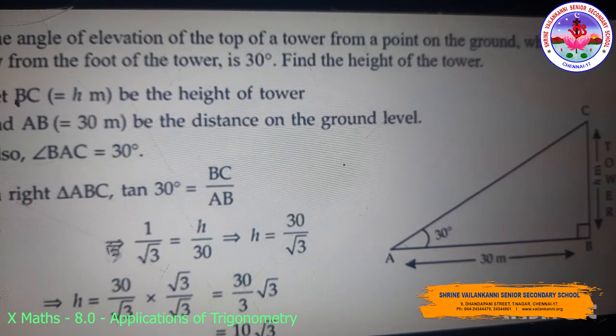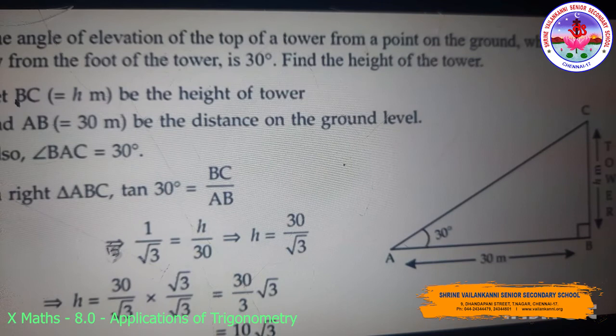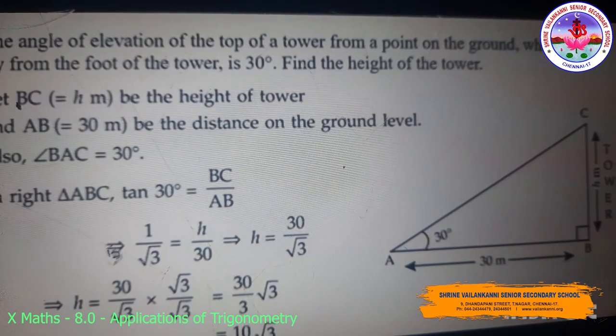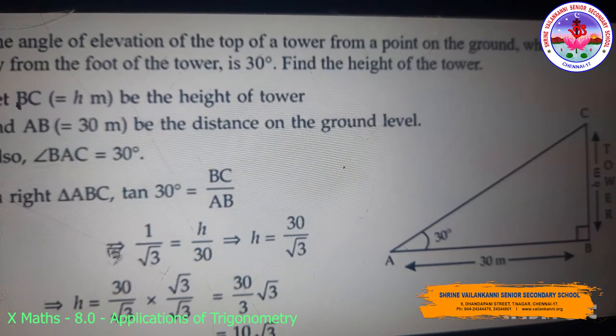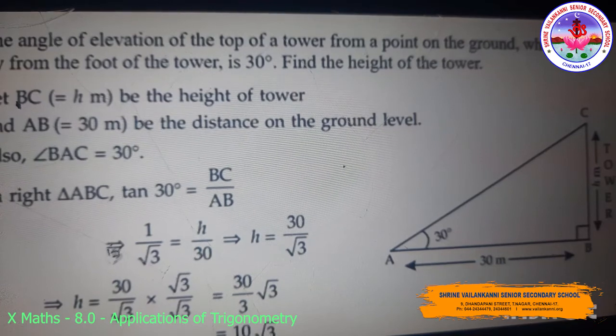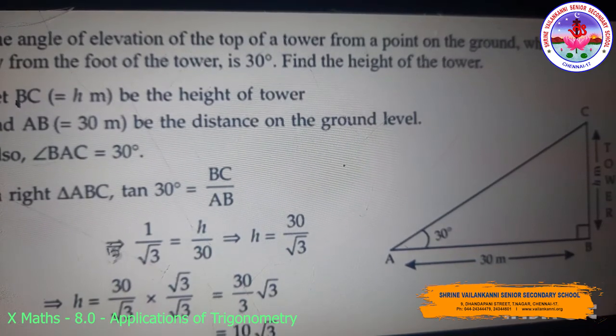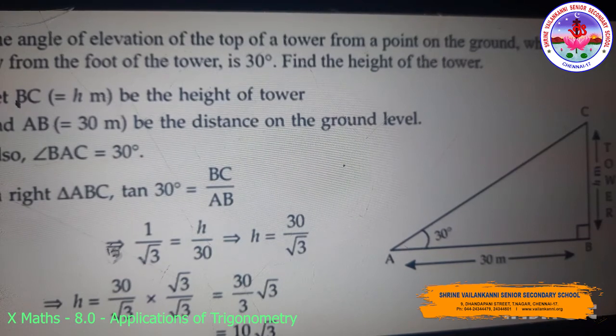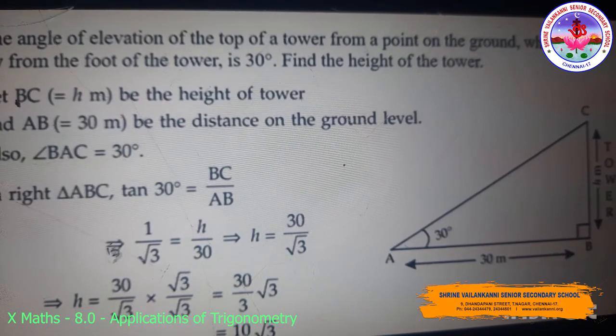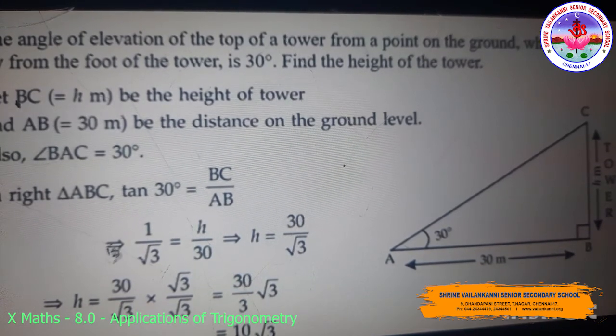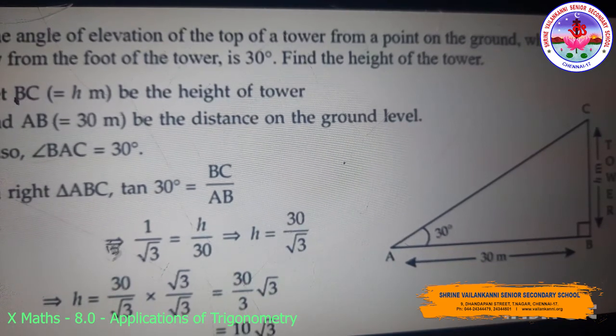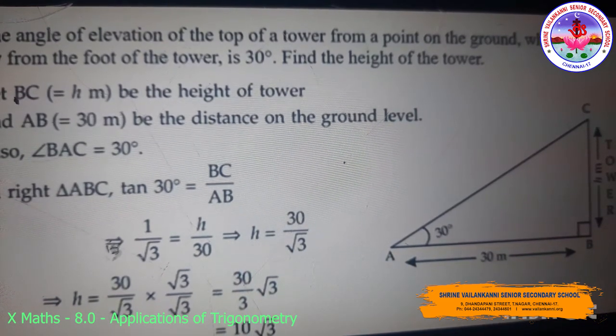So I am using trigonometric ratio tan theta, where tan theta is equal to opposite by adjacent, where the adjacent side is known as 30 meter. So we will find the BC side. Writing tan 30 is equal to opposite by adjacent, that is BC by AB, where BC is equal to H and AB is 30 meter. Substituting, tan 30 has 1 by root 3 value. So I will be getting 1 by root 3 is equal to H by 30. Cross multiplying, we get H is equal to 30 by root 3.